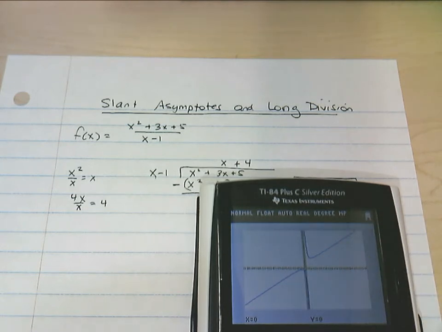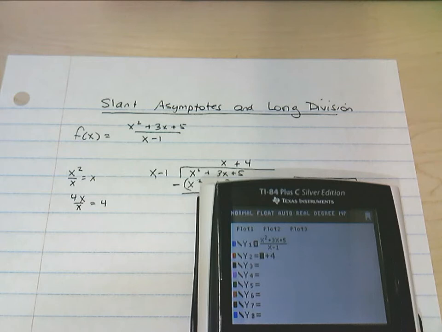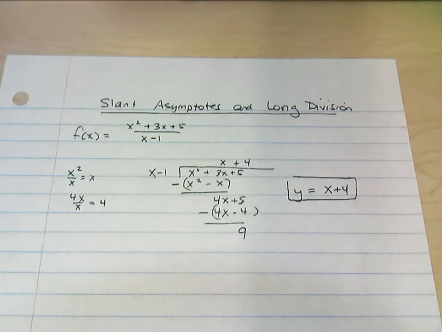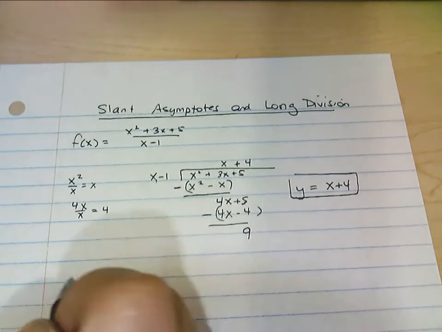So what I am going to show you is that the asymptote is y equals x plus 4. And now when I go to graph that, you can see the red line is the asymptote. And it runs right along where the function goes. So that's a way you can check it. Let me do one more example.